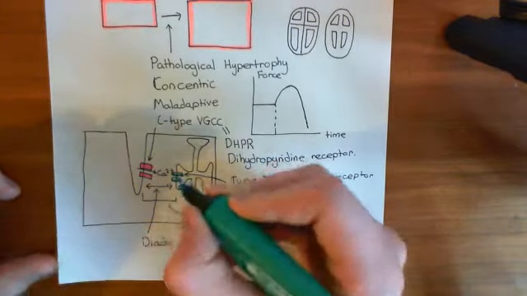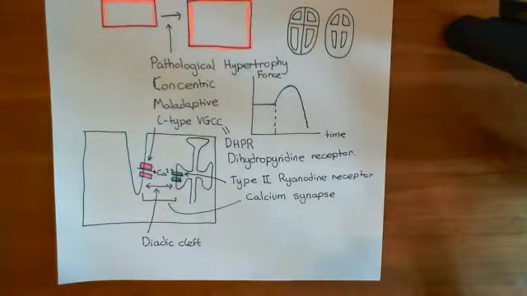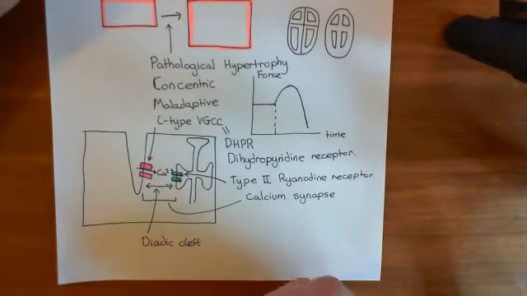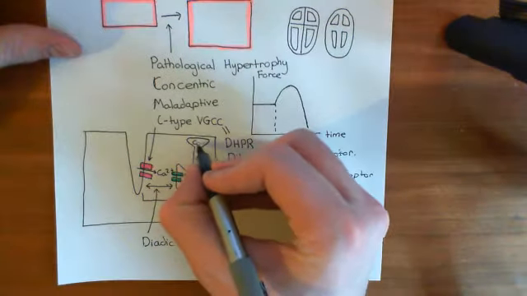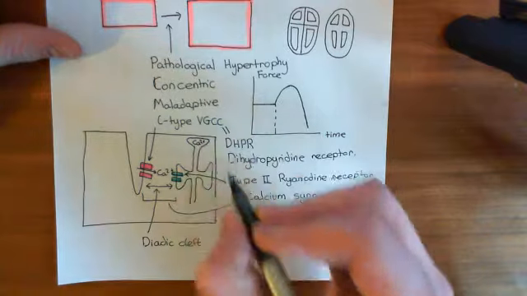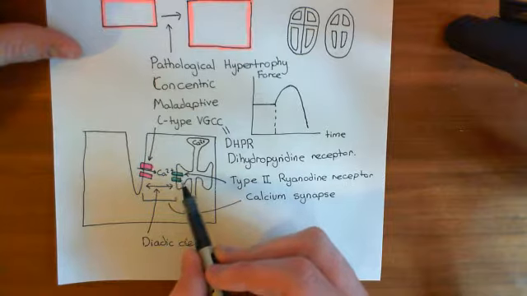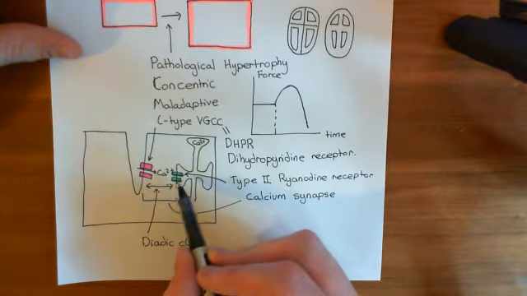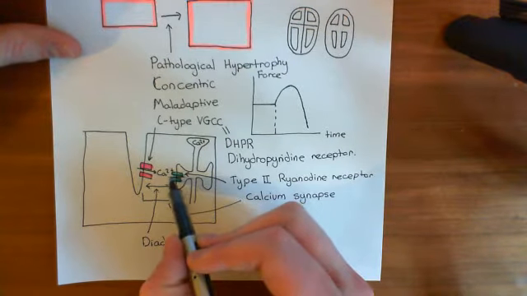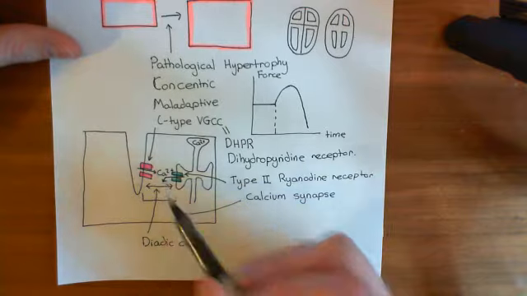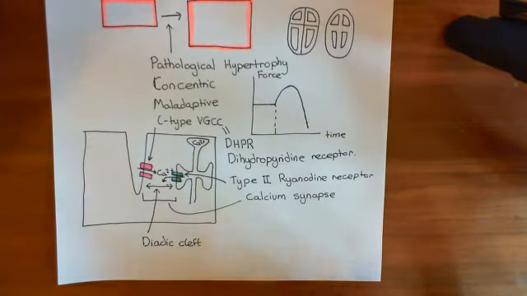Basically, the sarcoplasmic reticulum is filled with calcium. It's got a very high calcium level compared to the cytoplasm. So when you open the type 2 ryanodine receptors upon stimulation by the calcium, calcium will leave from the lumen of the SR and go out into the cytoplasm of the cell.